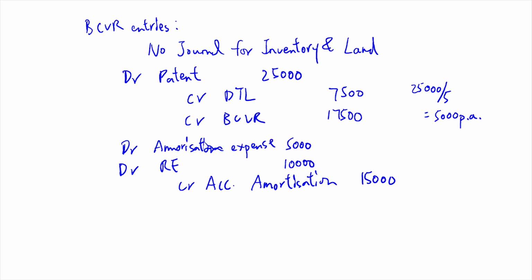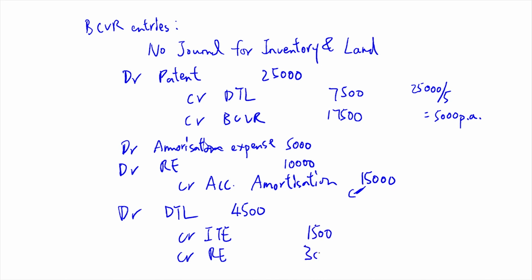After you recognize that 3 years of amortization, you also need to reverse 3 years of deferred tax. So what we need to do is to debit DTL. For 3 years of that, we need to multiply 15,000 by 30%. So you are going to get 4,500. And we also need to reverse the income tax expense as well as retained earnings. So it's going to be 1,500 and then 3,000. So that will be the journal for patents.